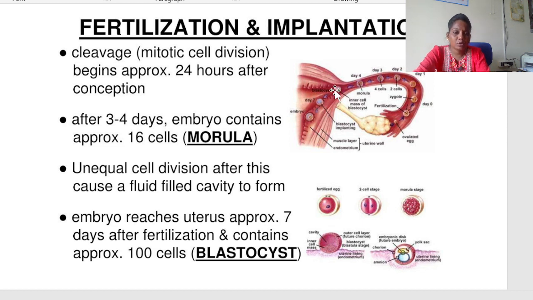It takes approximately 7 days to reach the uterus. So the embryo reaches the uterus approximately 7 days after fertilization, and it contains approximately 100 cells. This stage is called a blastocyst.